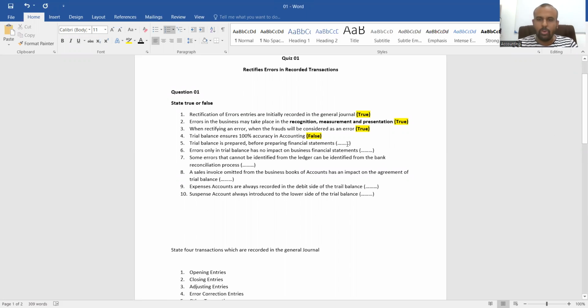Yes, before preparing it's true, right? Before preparing the financial statement, you need to ensure the arithmetical accuracy of the ledger. And to check the arithmetical accuracy of the ledger, the statement that you prepare, you call as what? Trial balance. Was that clear for you? Yes, that is true. Good. Trial balance is prepared before preparing the financial statement.